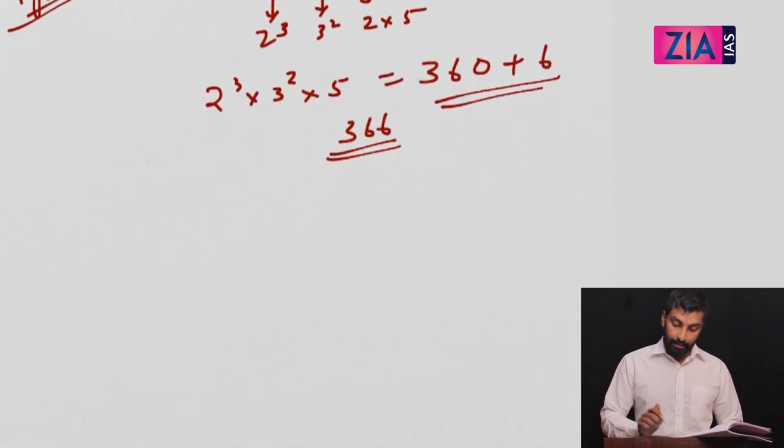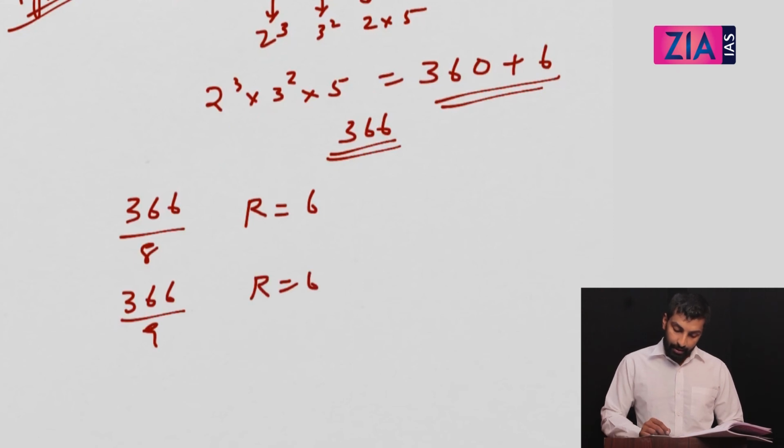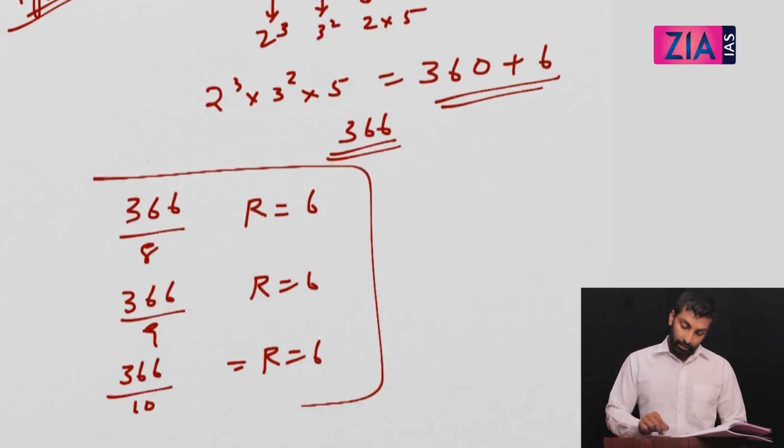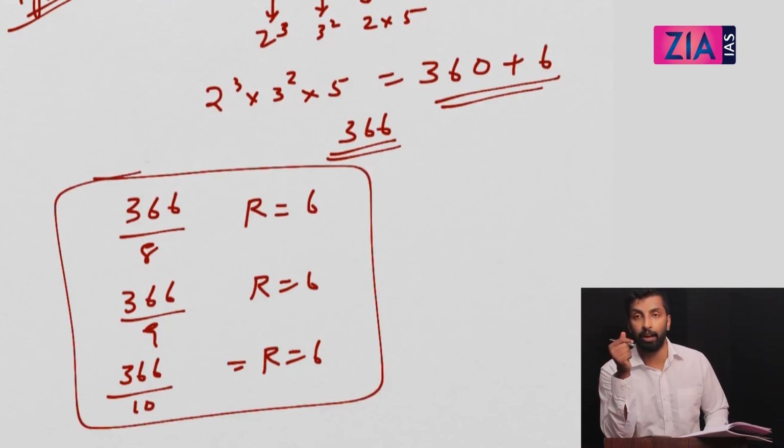So 366, that means 366 divided by 8, what is the remainder? You get 6. You can check it. 366 by 9 will give you remainder 6. 366 by 10 will also give you remainder 6. So is 366 the only number which will give you remainder 6 when divided by 8, 9, 10? No. 366 is the least number.